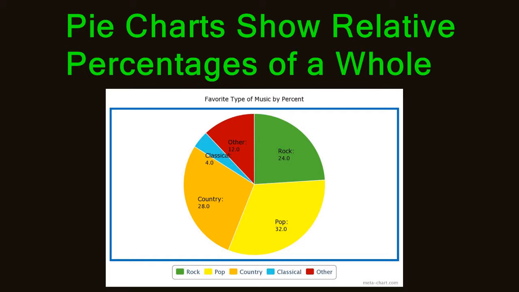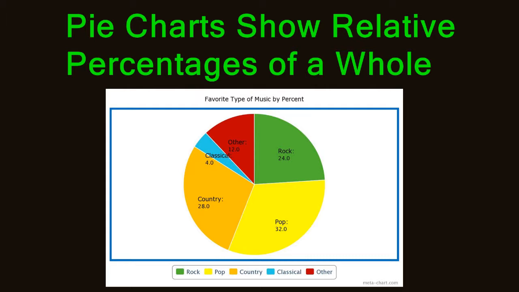Rock is shown in green. The angle that we created using our protractor was an 86-degree angle. That represents 24% of the whole circle. 24% of the population prefers rock music. In yellow, you can see that 32% of the population prefers pop music. 32% is an angle of 115 degrees.